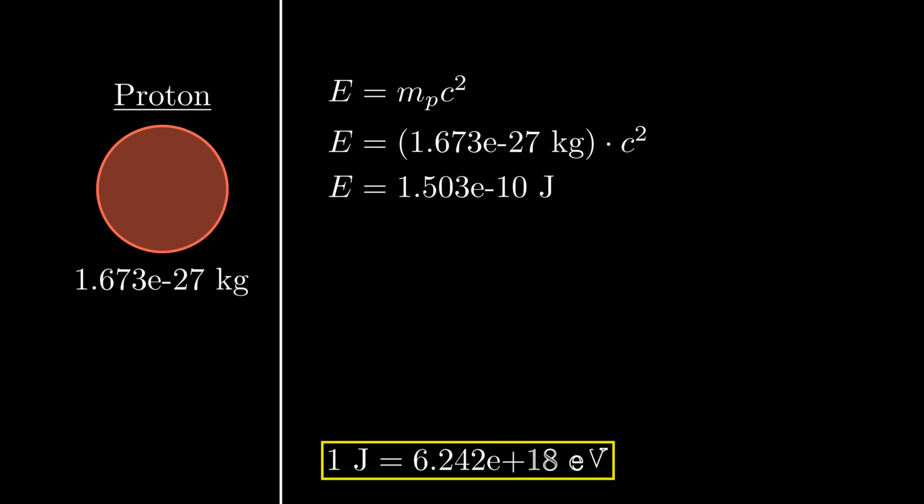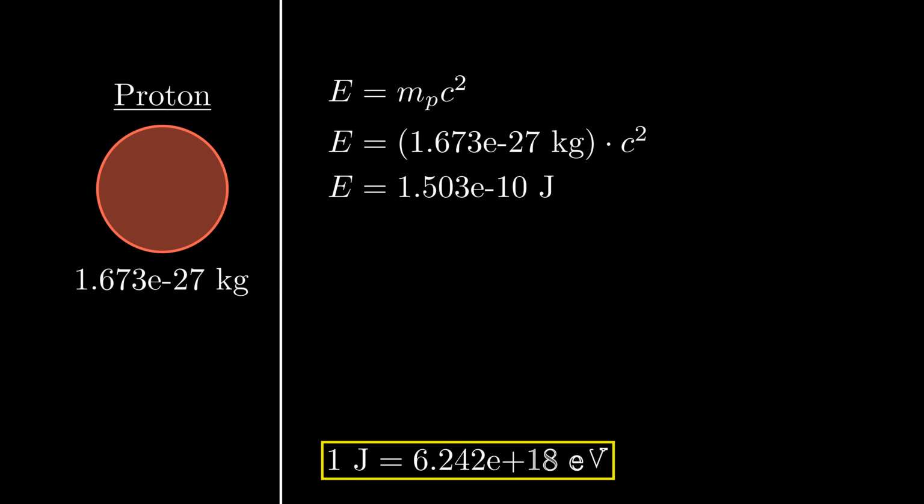From the relation below, we can see that 1 joule is equal to 6.242 times 10 to the 18 electron volts. Now while electron volt is a pretty weird name for an amount of energy, the textbook definition is actually pretty intuitive. An electron volt is the amount of kinetic energy an electron would have if you allowed it to accelerate across a 1 volt potential.